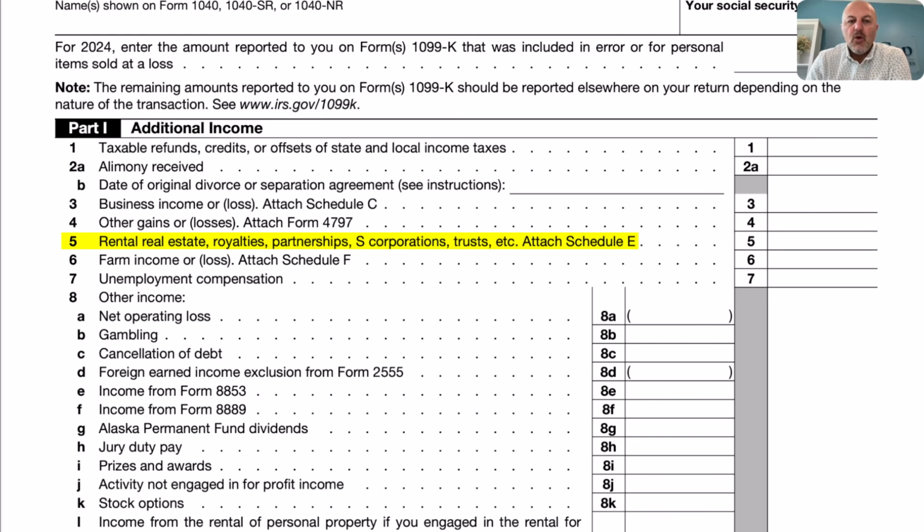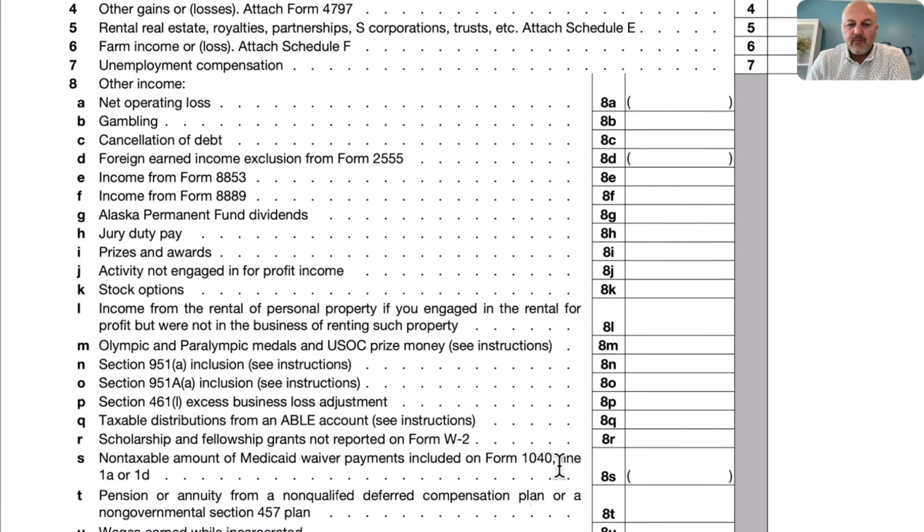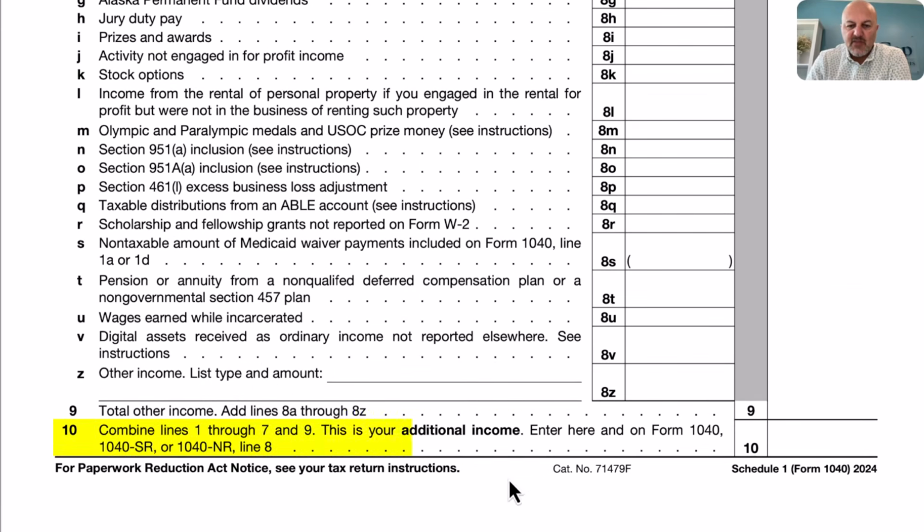Okay. Once you've got all that income, you're going to sum it here on Schedule 1. All the different sources of additional income, they're going to get summed here. And you'll see it says now you're going to enter it here and on Form 1040. So now let's go to the 1040 and see where we're going to put that number.